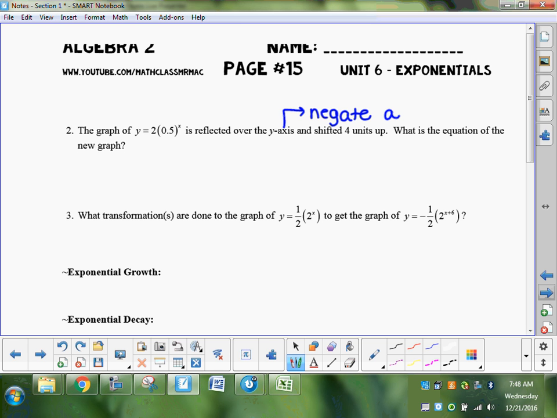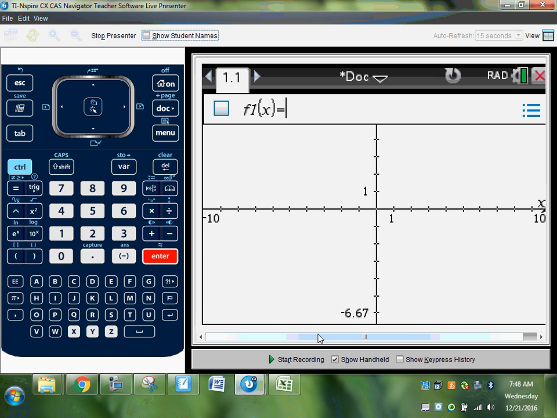We'll say a negative a value, and then shift it up 4 units would be plus 4. What were you going to say? Wouldn't it be a negation to the exponent? Let's find out. So you think it's a negation to the exponent. Go in. Let's try both. Go in right now. Take that graph.